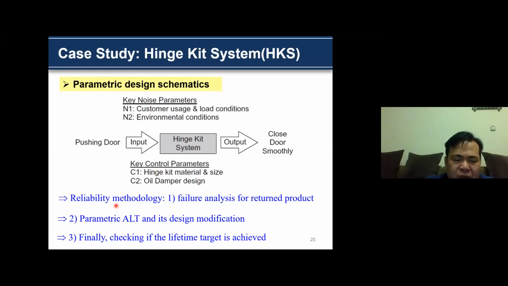The methodology consists of three parts: the failure analysis, the parametric art, and the design modification. Finally, the checking and the lifetime targeting.